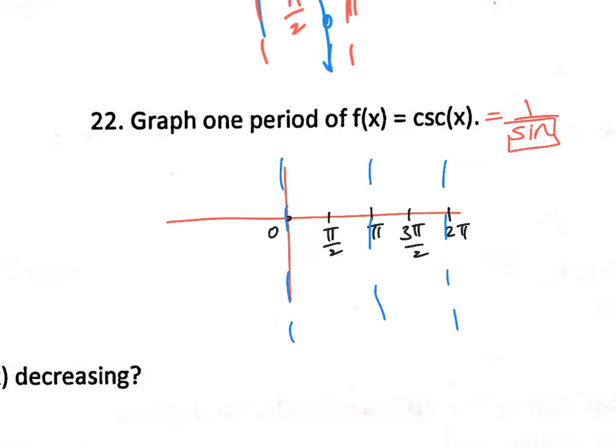Now, the sine of pi over 2 is 1. So 1 over 1 is going to be 1. So this is going to be a parabola opening upward. I have no zeros in this case. And the sine of 3 pi over 2 is going to be negative 1. So 1 over negative 1 is negative 1. And it's going to be pointing downward as well. So this is a graph of 1 period of a cosecant. Cosecant has no zeros, and the asymptotes are at the k pi, where k is an integer.